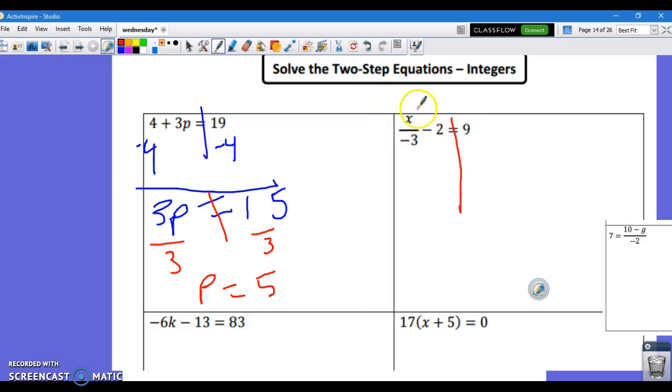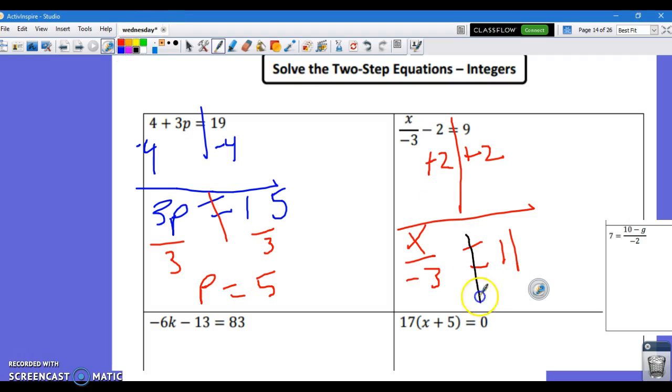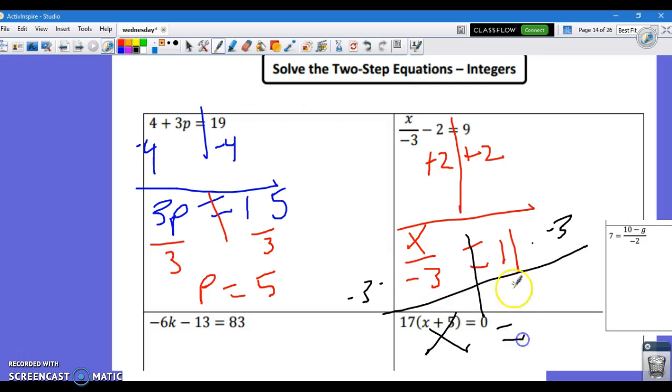Fraction, but no junk in the trunk. So add or subtract. We're going to add 2 since we see a minus 2. Bring down your fraction. 9, 10, 11. Now, fraction is being divided, so we will multiply by negative 3. Long story short, that cancels out, leaving you x. 11 times a negative 3 is negative 33.